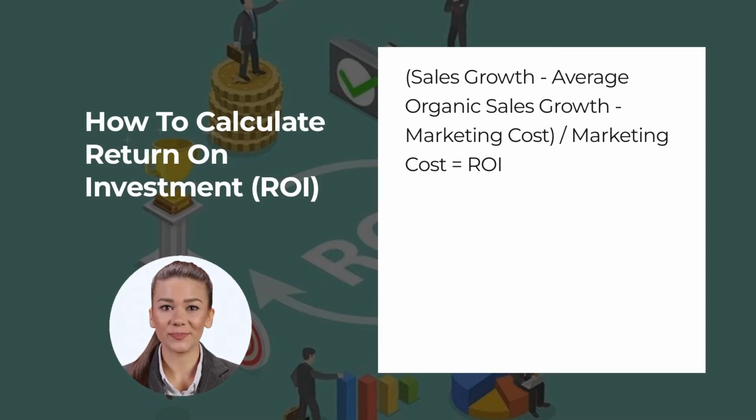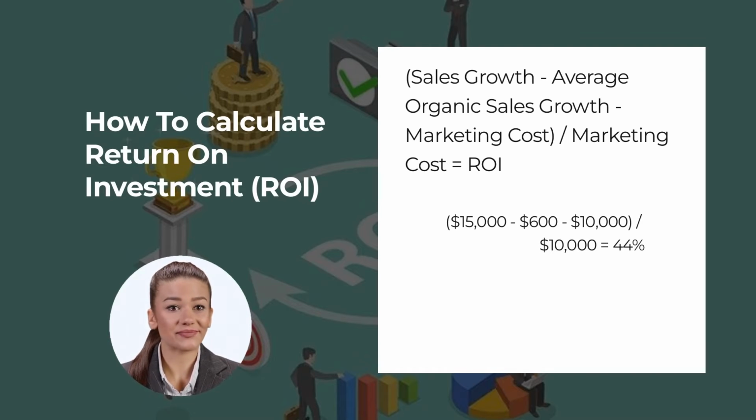So, let's say we have a company that averages 4% organic sales growth and they run a $10,000 campaign for a month. The sales growth for that month is $15,000. As mentioned, 4%, $600, of that is organic based on historical monthly averages. The calculation goes: $15,000, subtract $600, subtract $10,000, divide by $10,000 equals 44%. In this example, taking out organic growth only dropped the number from 50% to 44%. But that is still stellar by any measure.